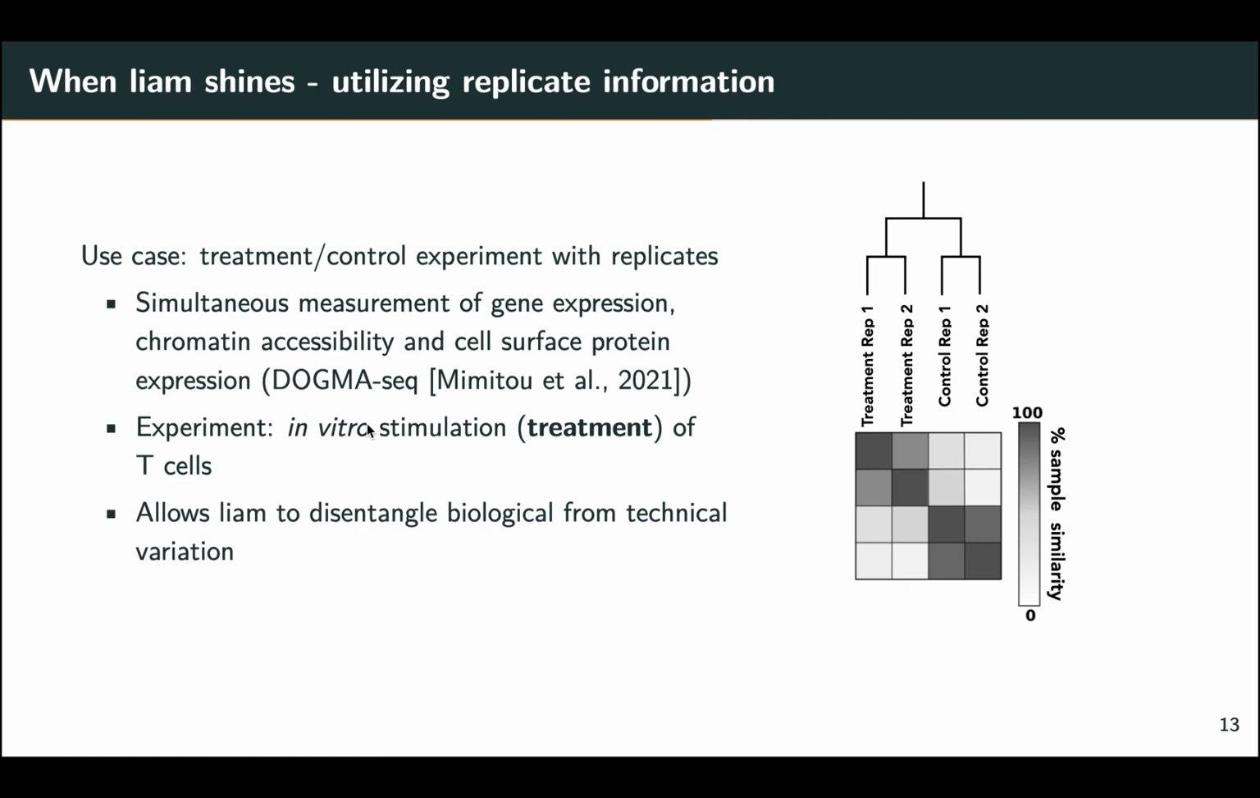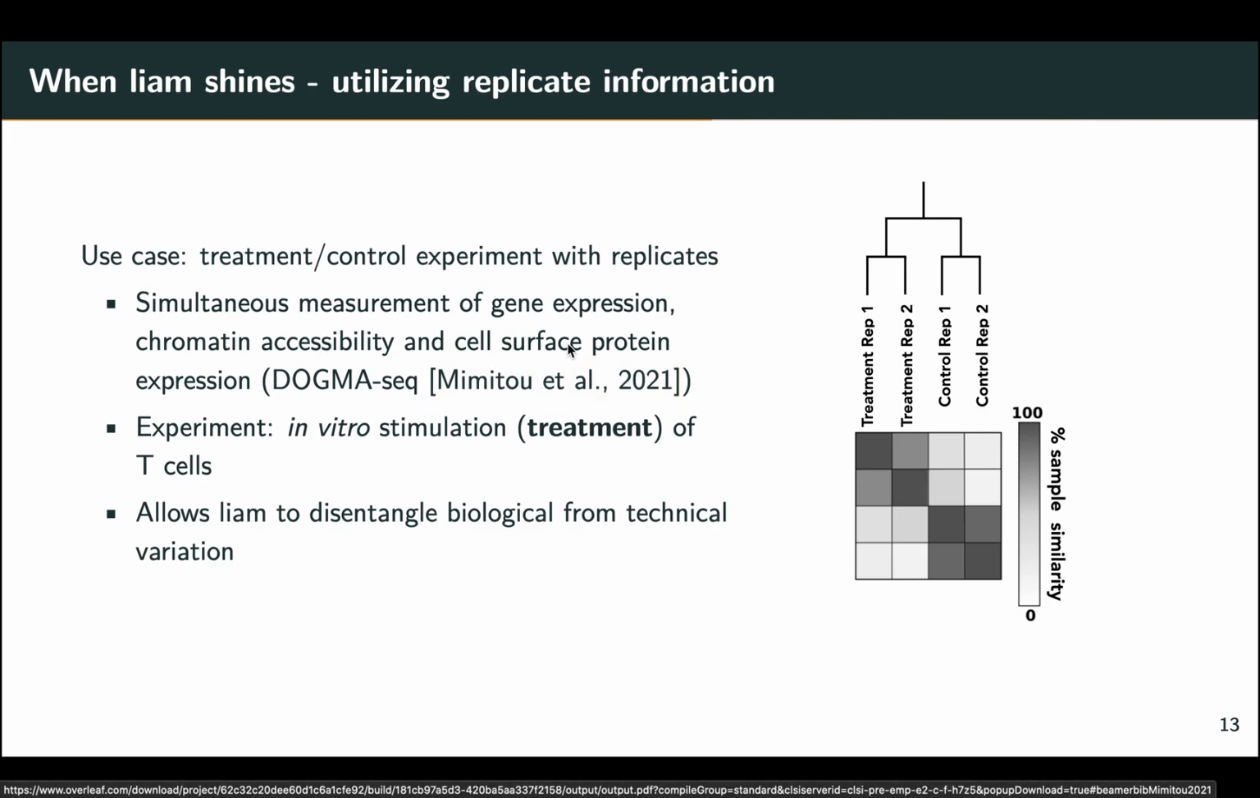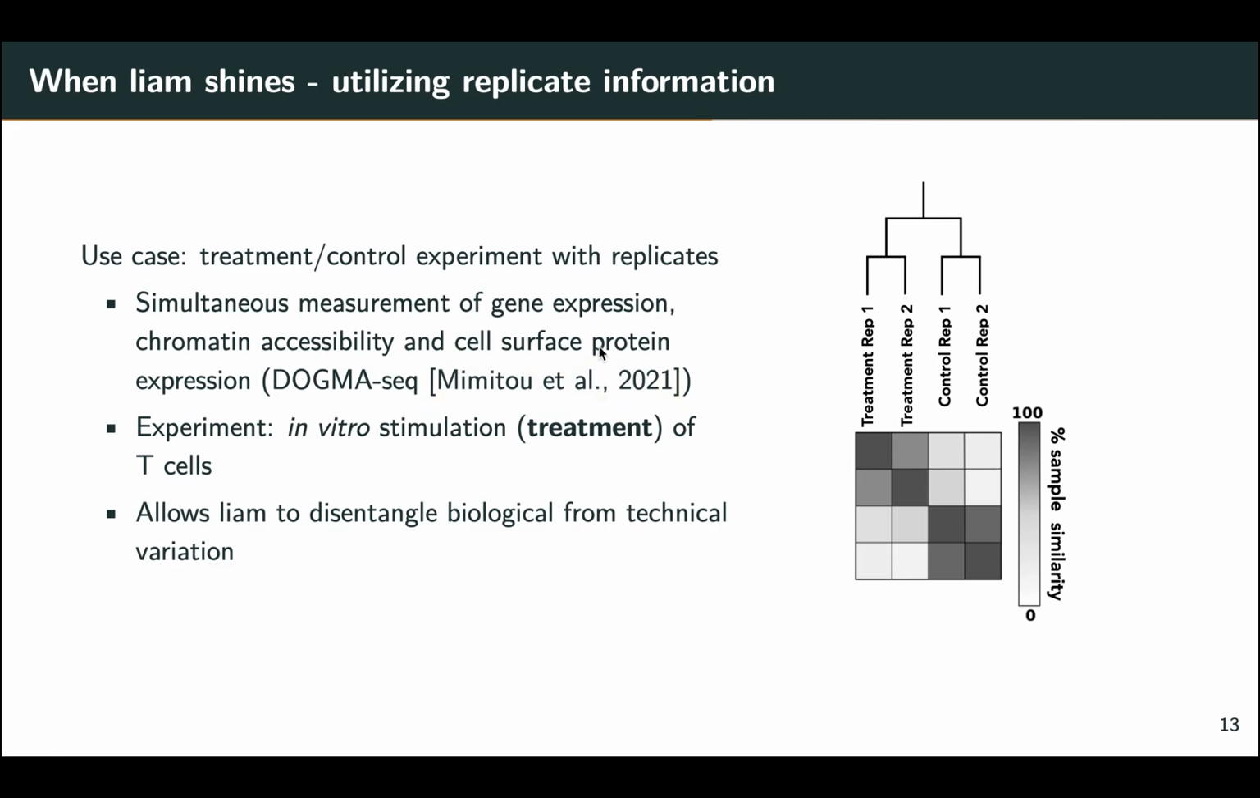It comes from a technology called DOGMA-seq, where the authors simultaneously measured gene expression, chromatin accessibility, and cell surface protein measurements. And for one of the replicates, they also measured the mitochondrial DNA. I only used gene expression and chromatin accessibility for the training and the cell surface proteins as a holdout modality. The experiment that was performed is the in vitro stimulation of T cells, so this is our treatment. And this particular setup really allows Liam to disentangle biological from technical variation.